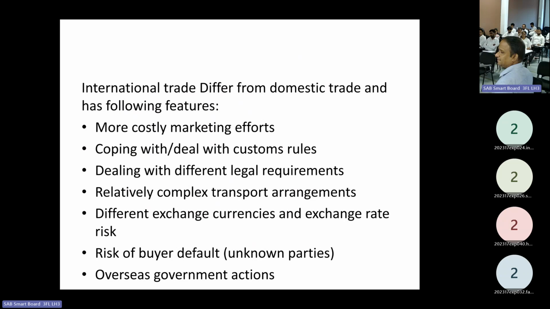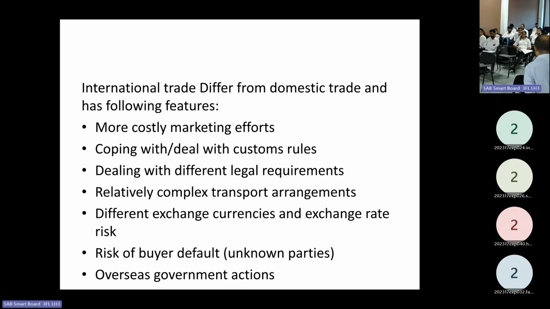And also the exchange currencies. So there's a risk, because we are dealing with other countries, other nations. Different currencies we use, not the domestic currency, but foreign currency, and the risk associated with the currency exchange rate also needs to be taken into account.